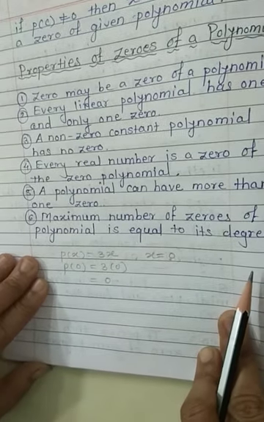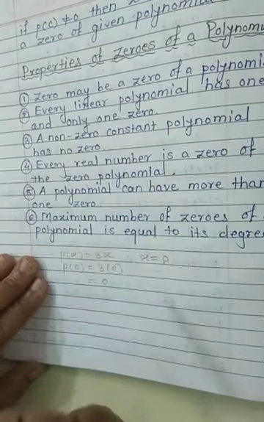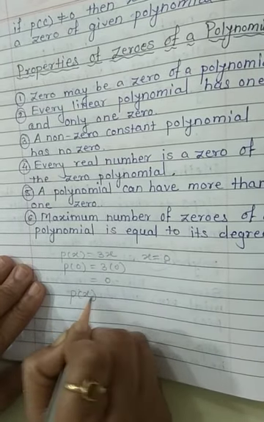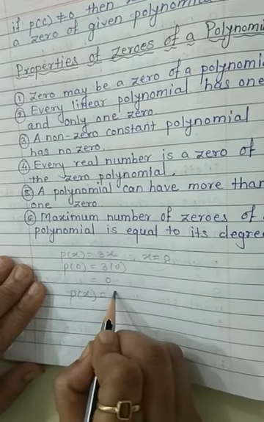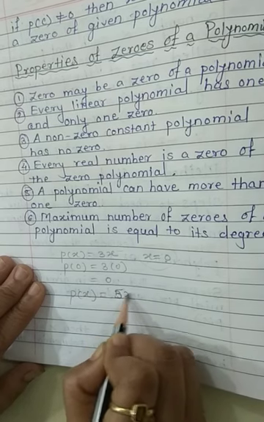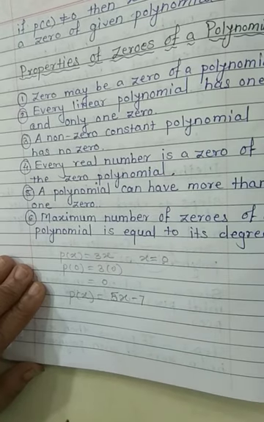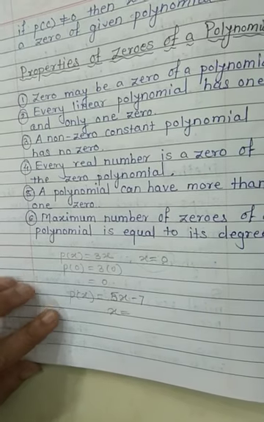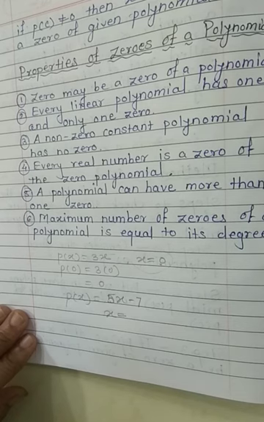Now second property: every linear polynomial has one and only one 0. Suppose here p of x is equal to 3x. This is a linear polynomial, or we can consider 5x minus 7. Every linear polynomial has one and only one 0. That means the value of x is the 0 of this polynomial. So only one value of the variable may be the 0 of the polynomial.